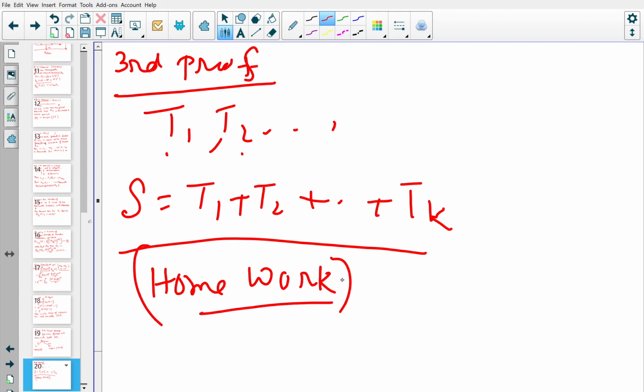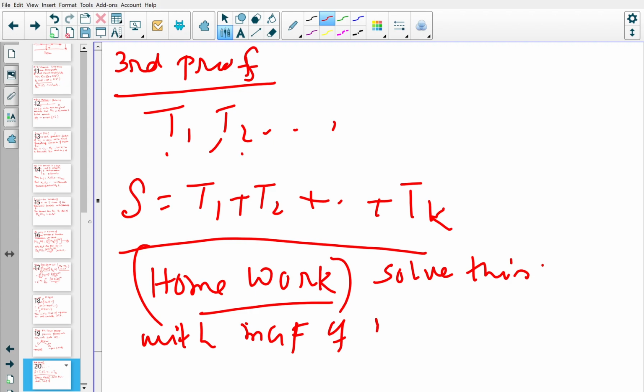You solve these problems with the moment generating function of these interarrival times. The same similar method will work.